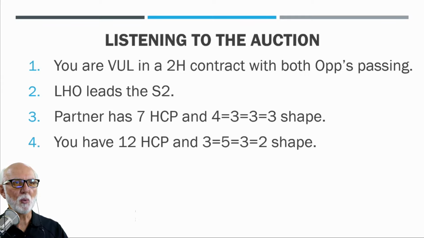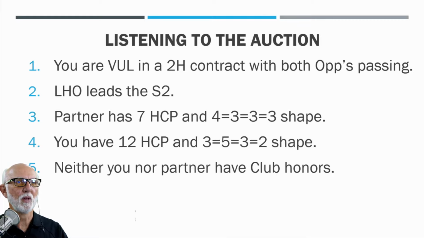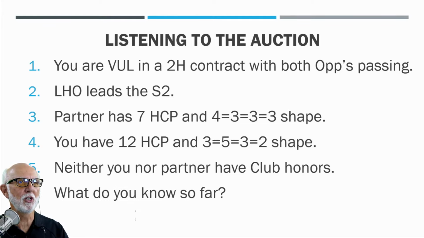Okay, and our shape is a 3-5-3-2. Okay, so neither you or your partner have any club honors. How many clubs are we going to lose? Well, 2. Don't worry about the dummy. You don't have to rough the dummy's clubs. That's not normally the way we do that. 90% of the time, we're roughing from our declarer hand, which has the longer suit, into the dummy. Okay, so anyway, we got a couple losers in clubs, that's for sure.